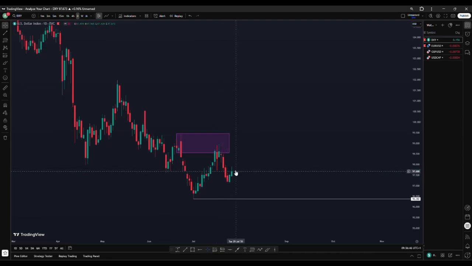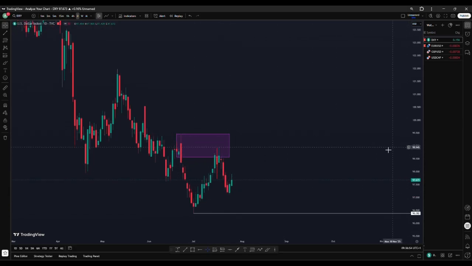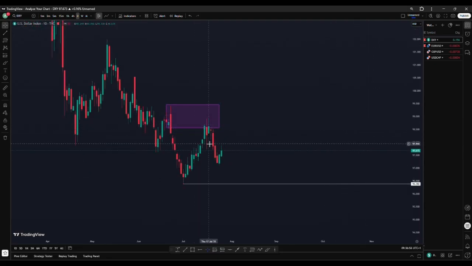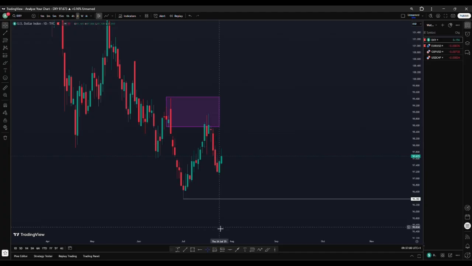Now, what happened this week was that my draw on liquidity, which is my target for this sell move, wasn't hit. So for the upcoming week, we can have a retracement to this fair value gap here. Let me mark out the fair value gap. You can see we have the fair value gap here, right? I'm of the opinion that price is going to eventually retrace into this fair value gap before going lower. So we might have something like this before going lower to take out this low.